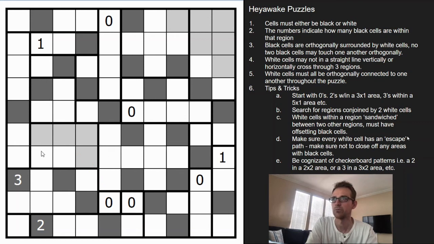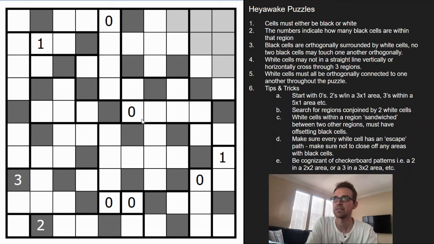And this would be three regions connected unless I make that a black cell. And now that's the connection point up here. And yes, that could be white. And this is going to be black to separate these three regions.